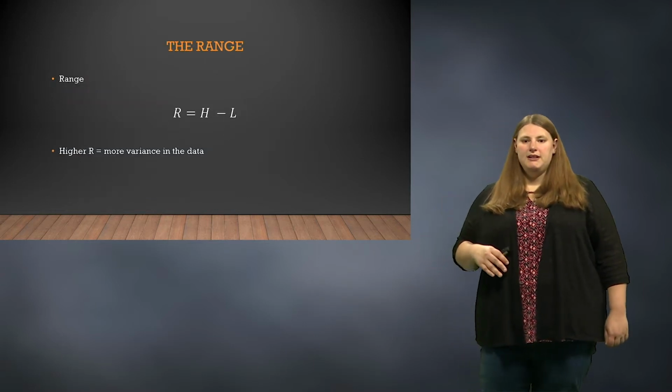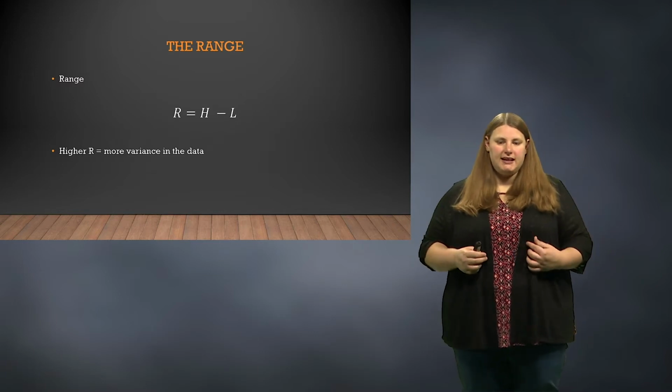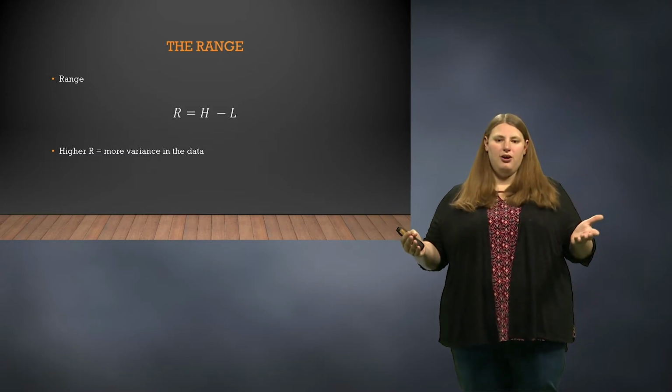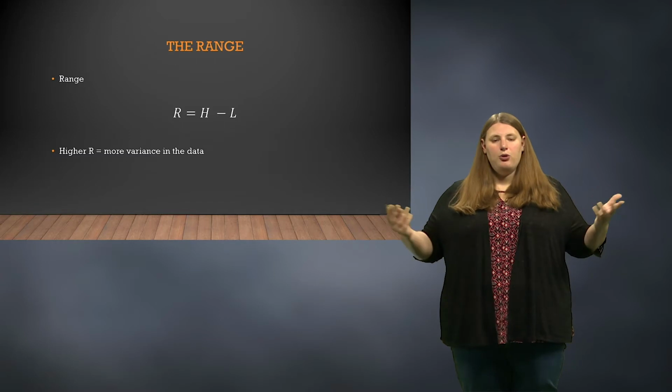First up is range. This is the easiest dispersion statistic to calculate, but it's also the least helpful. The range is a simple calculation where you take the highest score and you subtract the lowest score. The bigger the range, the more variance in the data.